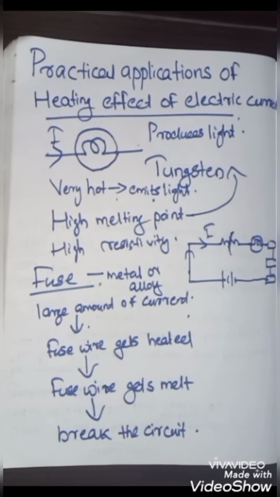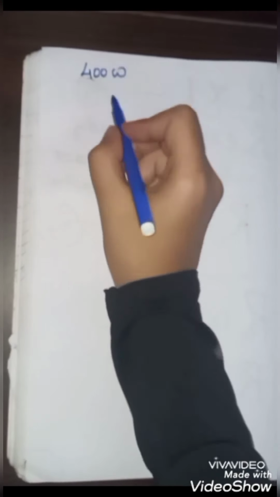Then we will do some problems related to the heating effect of electric current. Let's start with a simple problem. An electric refrigerator rated 400 watt is operated 8 hours per day.